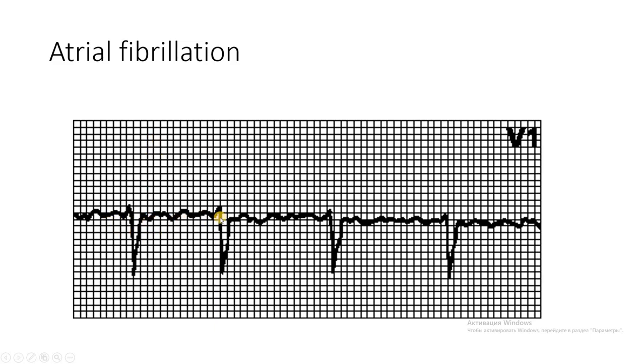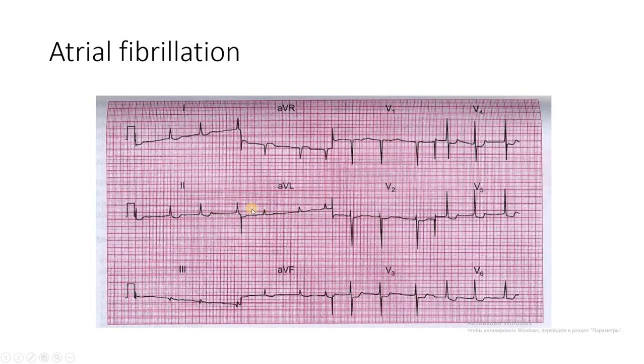Next one, atrial fibrillation. Atrial fibrillation here, P not visible. Instead of P we can see waves of different sizes and shapes, and the next sign of atrial fibrillation is RR distance different. This is also an atrial fibrillation picture. Here also P not visible, no P, and RR distance different.